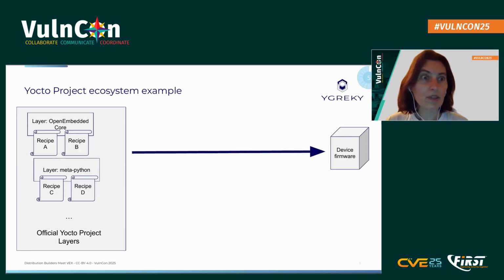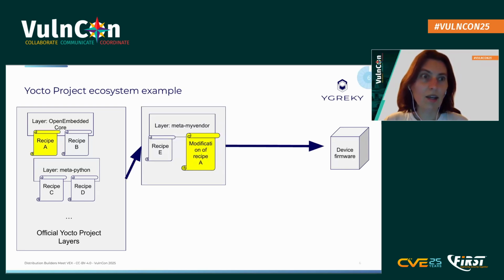Now, how does it look when you are building firmware for a device? At first glance, you take the official layers from the project, that have recipes, you combine them together, and you build your device firmware. That's the theory. The practice is a little bit more complicated, because you will use the standard layers, but you will also use layers specific to your hardware.